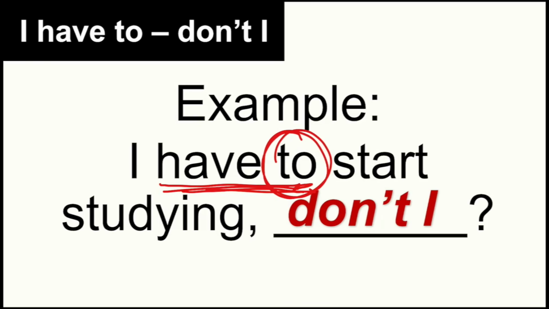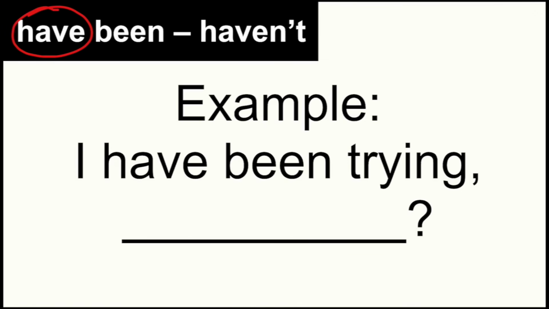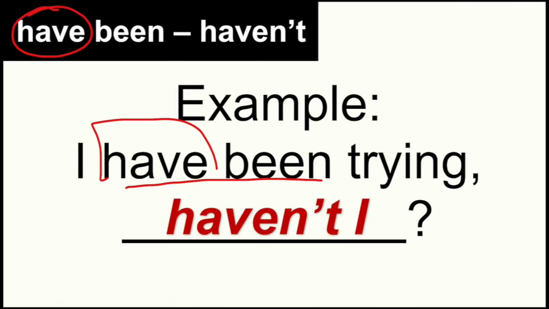Hindi siya tama. Okay? Next, have been and haven't. Again, ang masusunod dyan would be this first word. So again, kung has siya, hasn't. Kung had, hadn't. Hindi mo masyadong papansinin yung been. So example, I have been trying. Okay? At dahil yung have been, ito, first word niya is have, dapat negative niya, haven't I. Okay?